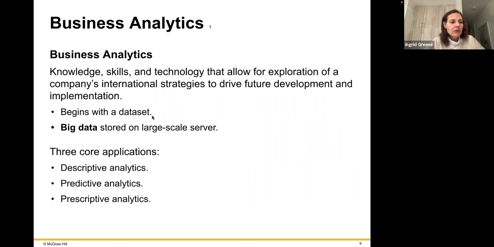Sometimes we talk about big data, right? Which was a big deal maybe 10 years ago already, but now it's so normalized. Big data is now stored on a large scale server, and people specialize with this, stored on a cloud, etc. There are three core applications of data: descriptive analytics, predictive analytics, and prescriptive analytics.